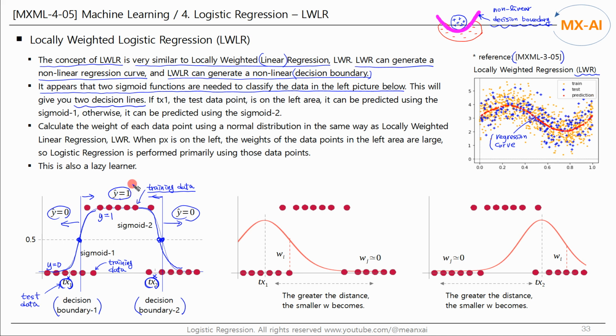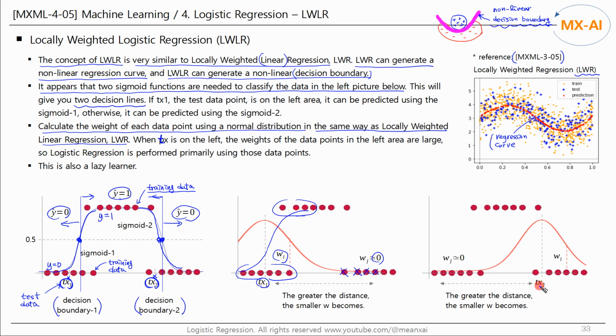Implementing this approach requires assigning a weight to each data point. Calculate the weight of each data point using a normal distribution. This is exactly the same as locally weighted linear regression. When the test data point is on the left, the weight of the training data on the left is high. And the weight of the training data on the right is small. So the logistic regression is performed primarily using the data points on the left.